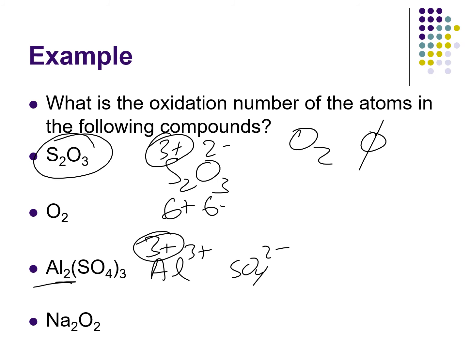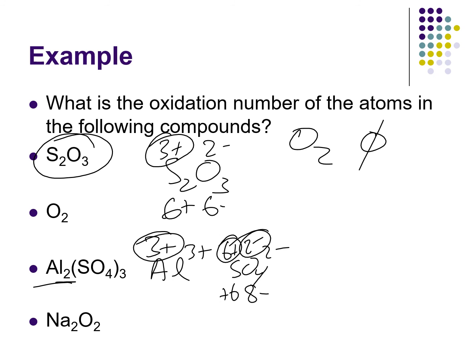So again, we can go with each oxygen is a 2 negative. There's 4 of them, so that means there's a total of 8 negatives. Now the overall charge on a sulfate is 2 negative. So we ask ourselves, what plus 8 negative is 2 negative? And the answer is plus 6. There's only 1 sulfur, so the oxidation number on that sulfur is 6. So again, we're going through the atoms item by item.